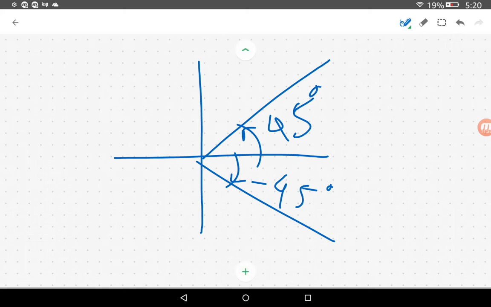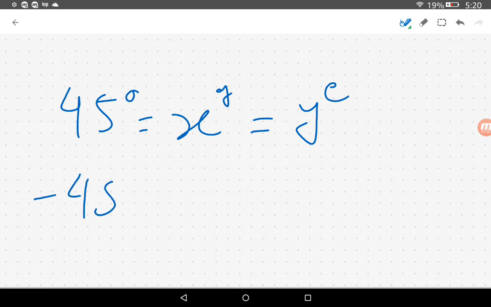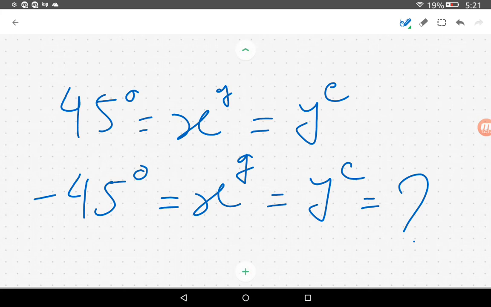We know that if we consider angles in the counterclockwise direction, the angle will be positive. If we consider angles in the clockwise direction, the angle will be negative. That's why this one is 45 degree and this one is minus 45 degree. My question is, 45 degree is equal to how many gradians and how many radians? Similarly, minus 45 degree is equal to how many gradians and how many radians? So this was my question.